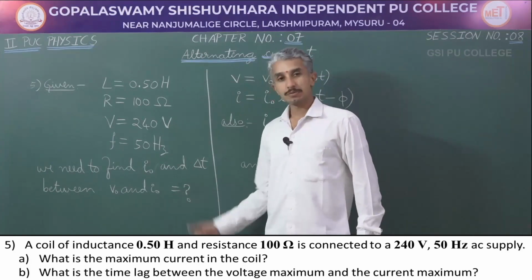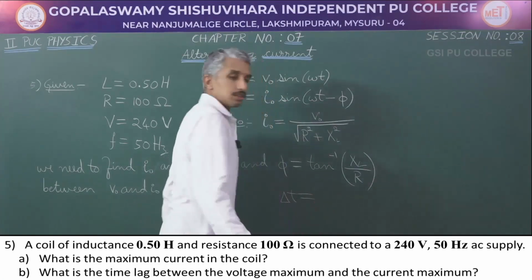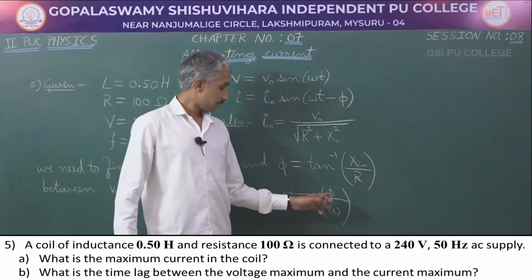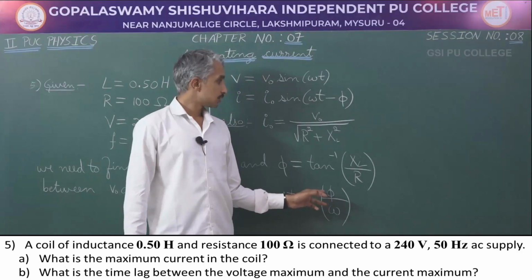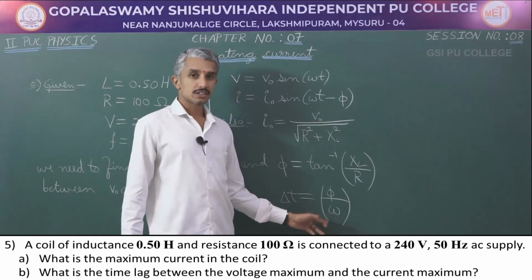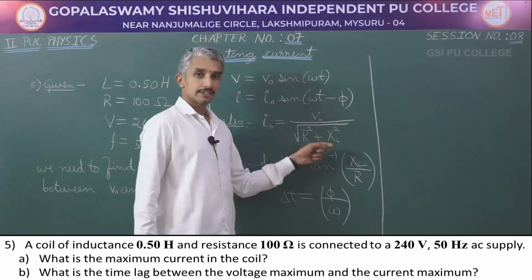So how to find the time difference? The time difference is given by the relation phi by omega, where phi is the phase angle and omega is the angular frequency, which is got by 2 pi f. Now let us find out the inductive reactance.